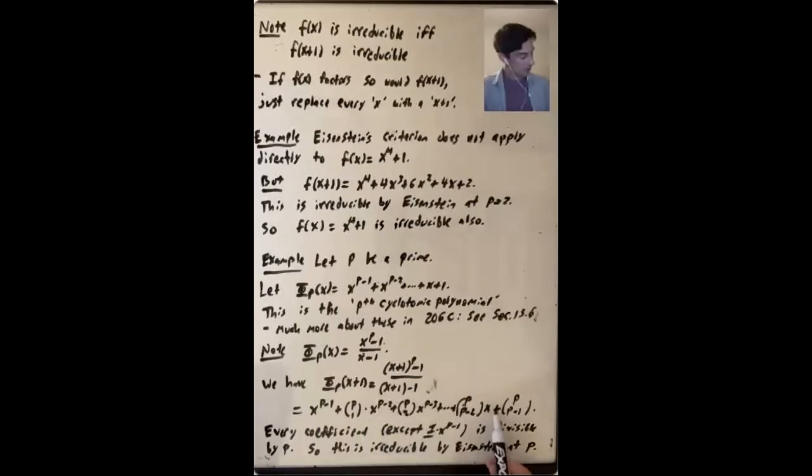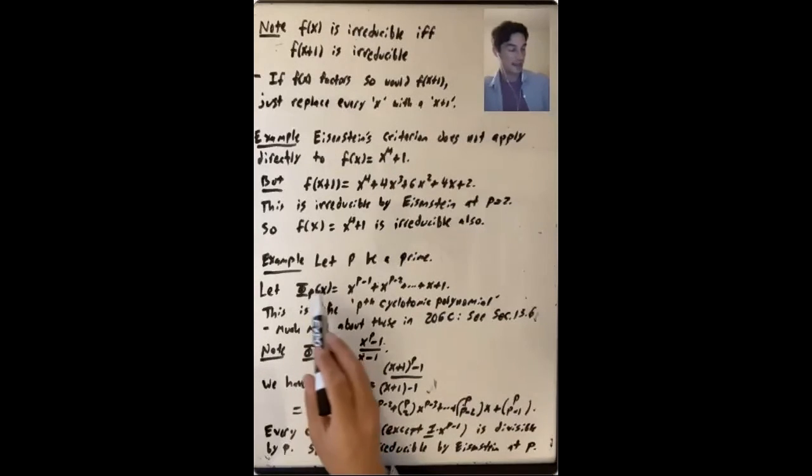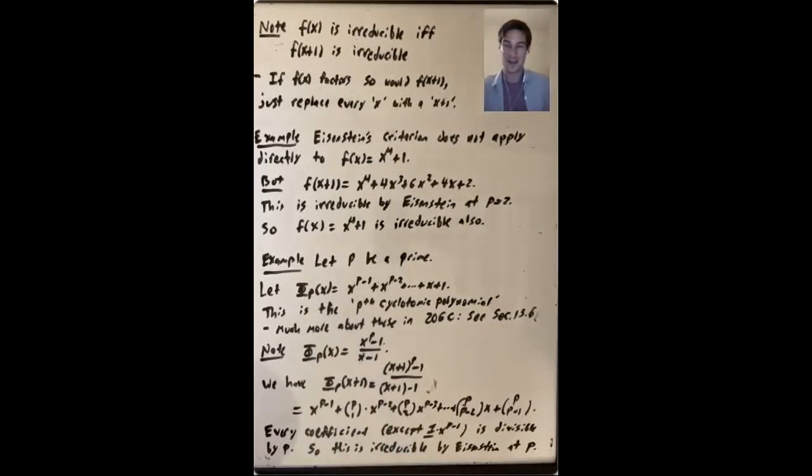OK? Every coefficient except this first, 1 times x to the p minus 1. All these other coefficients, p choose 1, p choose 2, up to p choose p minus 1, these are all divisible by p. And the constant coefficient is p, so it's not divisible by p squared. So phi p of x plus 1 is irreducible by applying Eisenstein's criterion at p. But if this is irreducible, then phi p of x is irreducible as well. So this is a kind of neat trick that allows you to apply Eisenstein's criterion in situations where it's not obvious at first that it will be helpful.